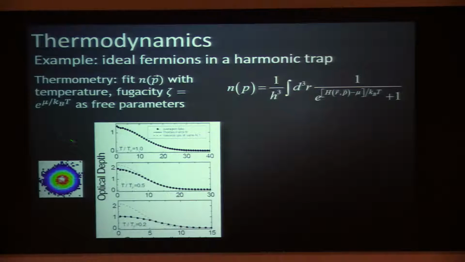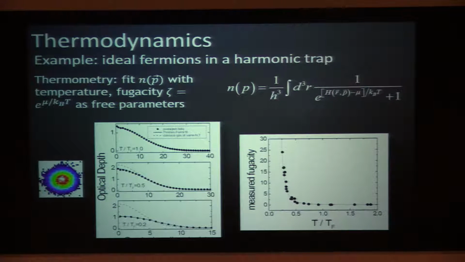And you can see the kind of distributions we observe as we lower the temperature from about TF down to about 0.2 of TF. And we can fit that. There's a fit there. And that fit allows us to determine the temperature and the fugacity, which is another free parameter. And this is data taken from a whole bunch of different gases, cooled to lower and lower temperatures. And this is a measured fugacity from fitting to this distribution. So that's how we find out all the thermodynamics. We measure what's happening in a gas. But this requires a solution to the problem.